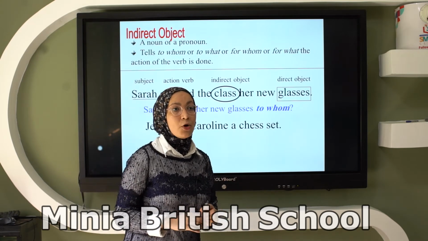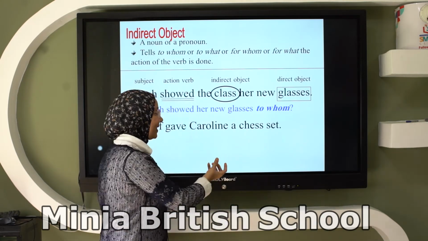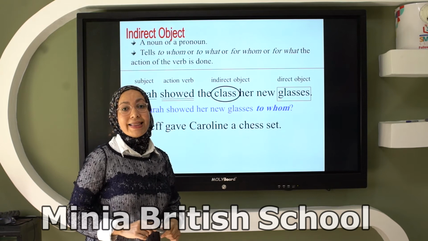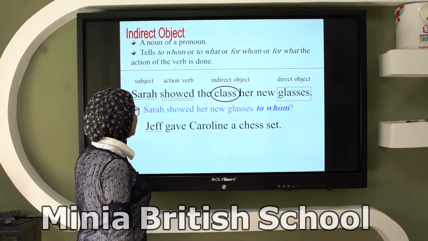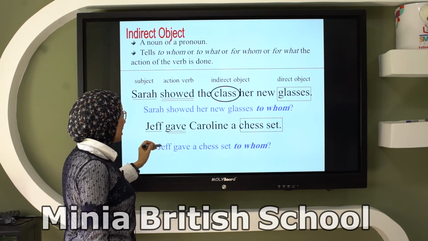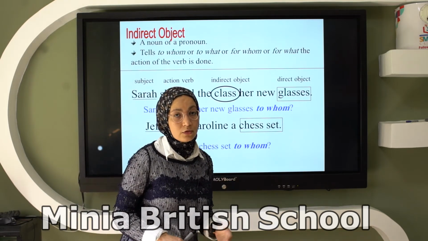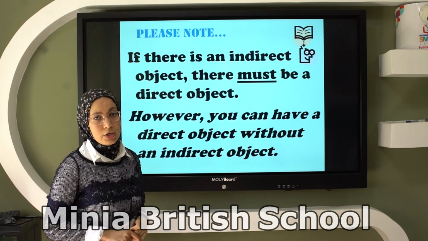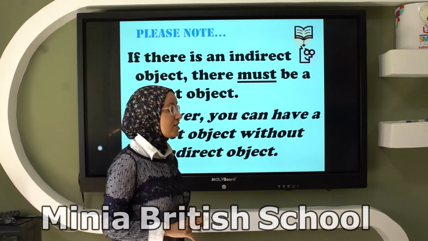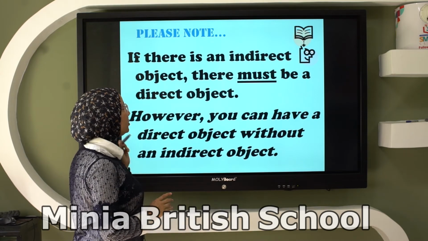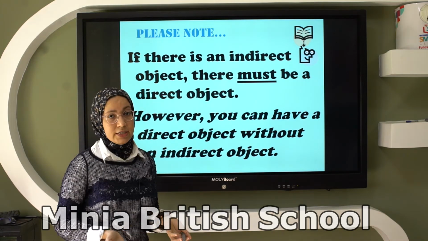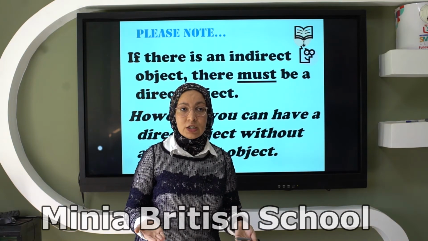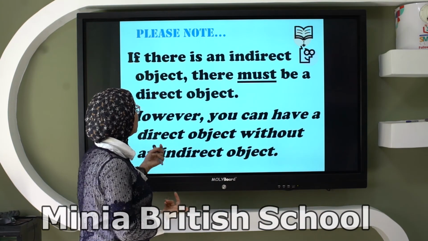Don't be confused by the indirect object coming before the direct object. You have to take care with this. As we said, Jeff gave a chess set to whom? To Caroline. Very good. So this is the indirect object. Now, please note, we have a small note here, but we have to take care of it. If there is an indirect object, there must be a direct object, of course. Because the indirect object receives the direct object.